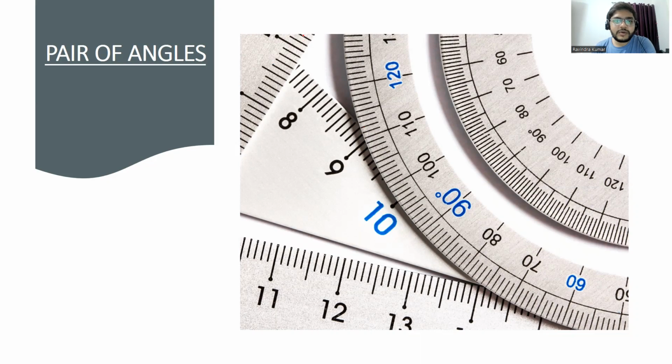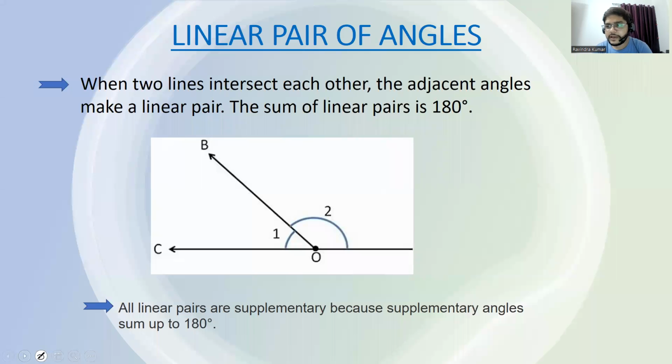And in this session, we will discuss pair of angles. So, how many pairs of angles are there, what are the specifications, and what are the things we need to keep in mind while solving questions. First we will discuss the theory part, or the concept. Then we'll come to the question part, right? So let's begin with the very first one, that is our linear pair of angles.